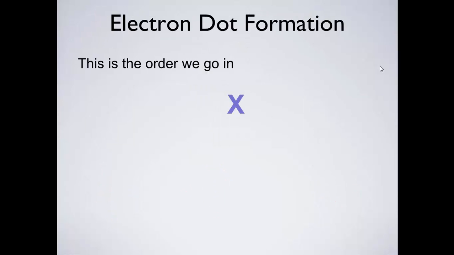So here's the order we follow. Top, right, left, bottom, left, top, right, bottom, left. See how that works? If you look around your periodic table, do we ever have to go above 8? No. Not for valence electrons.